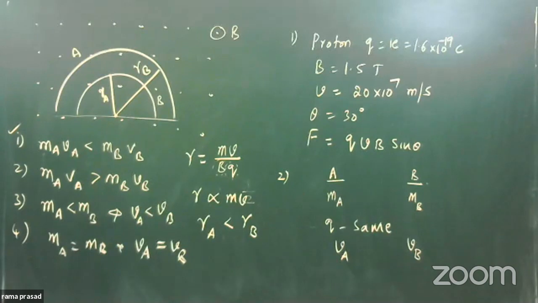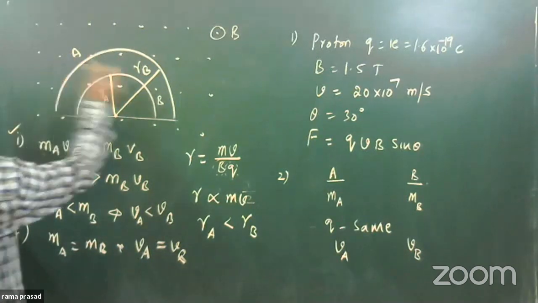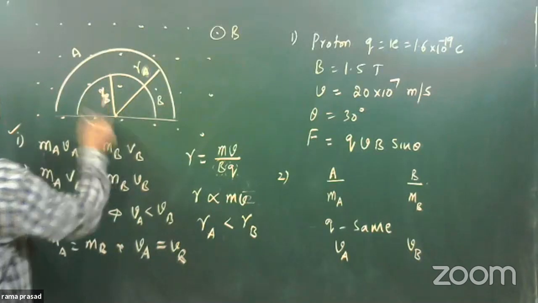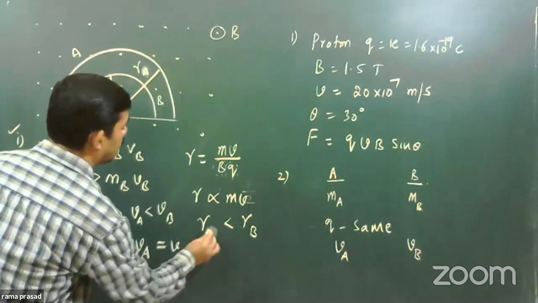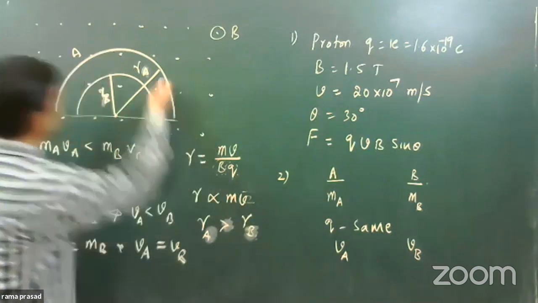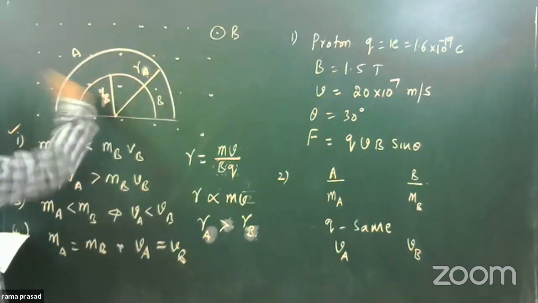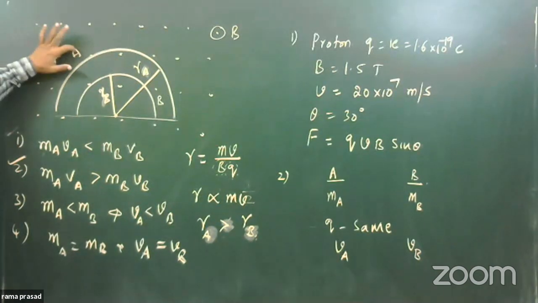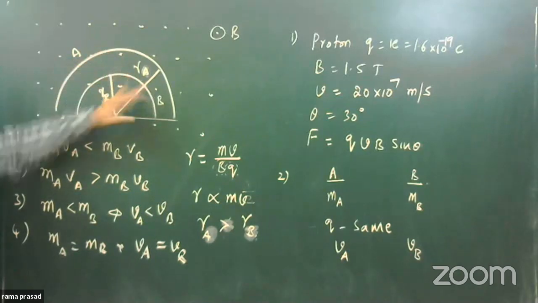Let me check which is A and which is B here. This is given as A and this is given as B. Sorry. So here RA is greater than RB. This is given as A and this is given as B, so which is the correct answer? This is the correct answer, since this is given as A and this is given as B in the problem.